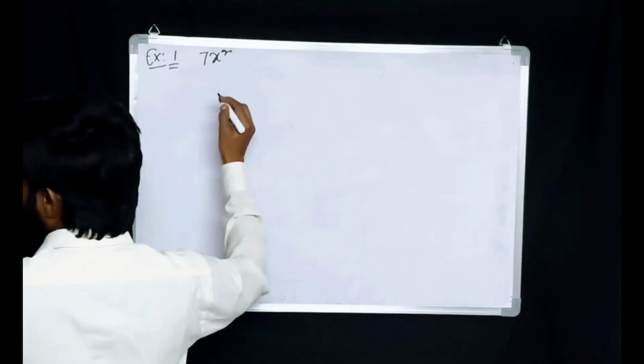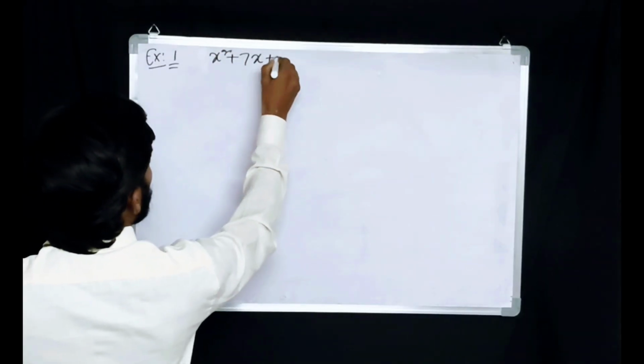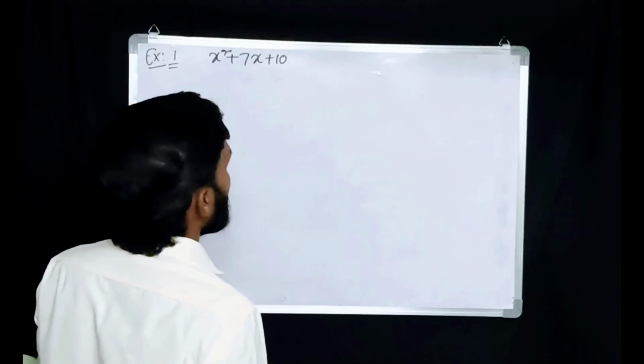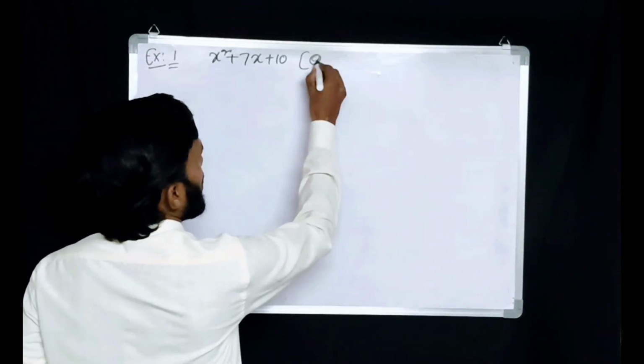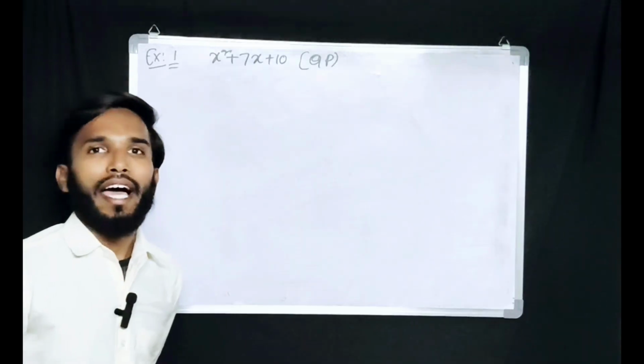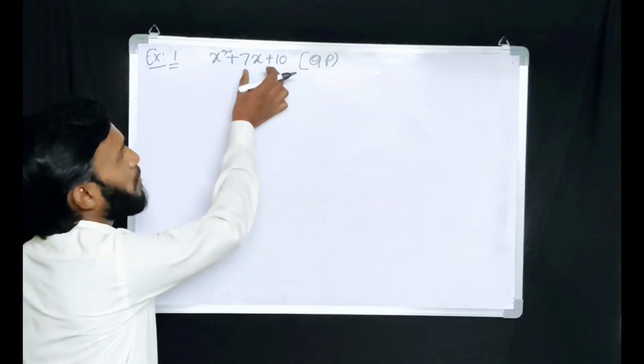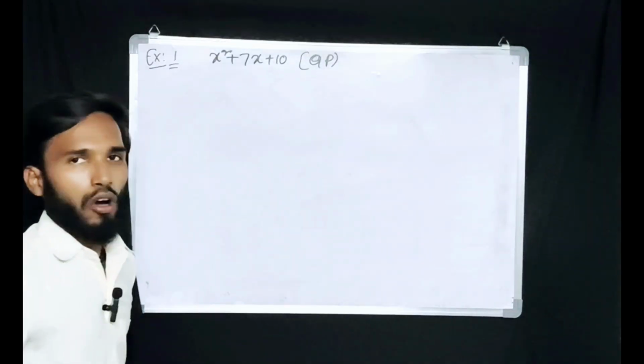x square plus 7x plus 10. What polynomial is this? This is a quadratic polynomial. Why is it a quadratic polynomial? The highest degree of this polynomial is 2. So that's why this polynomial is known as a quadratic polynomial.